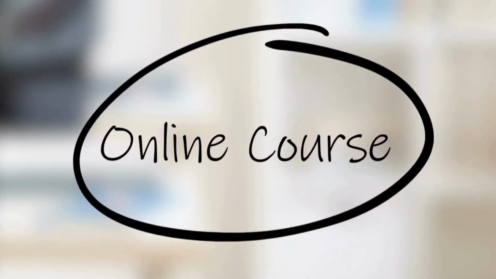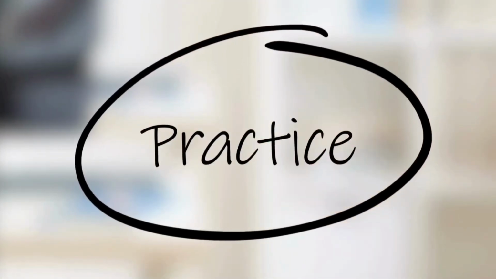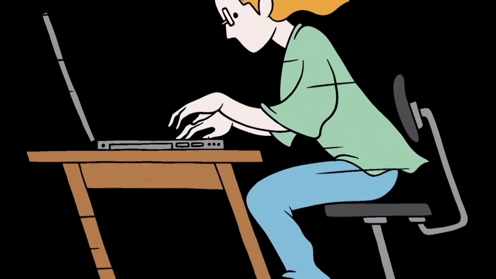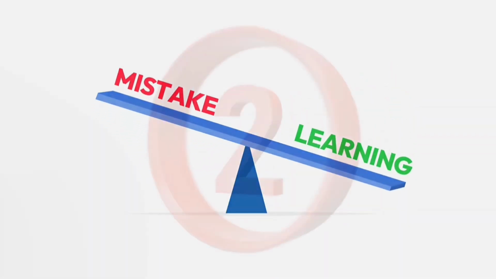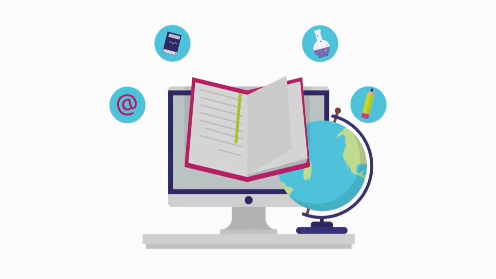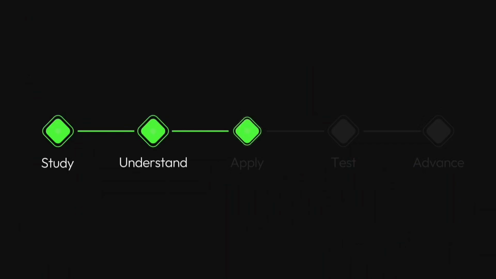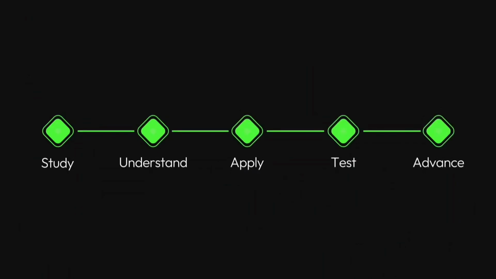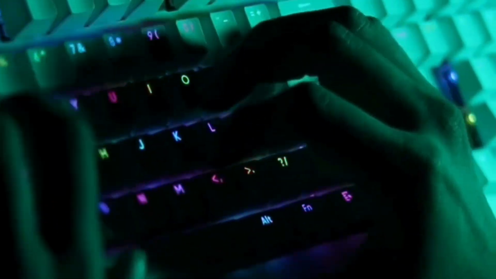Before we begin this course, I want you to follow 3 important rules. Rule number 1, practice every example yourself. Do not just watch. Type the code, make mistakes, learn from those mistakes. Rule number 2, pause the video whenever necessary. Take your time. There is no competition here. Learning is more important than speed. Rule number 3, never memorize code. Understand the concept. Because coding is not about remembering. Coding is about understanding. Once you understand the concept, writing code becomes easy.